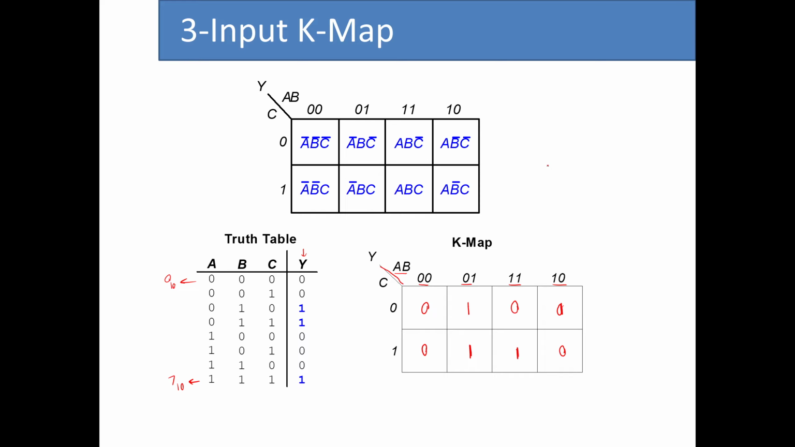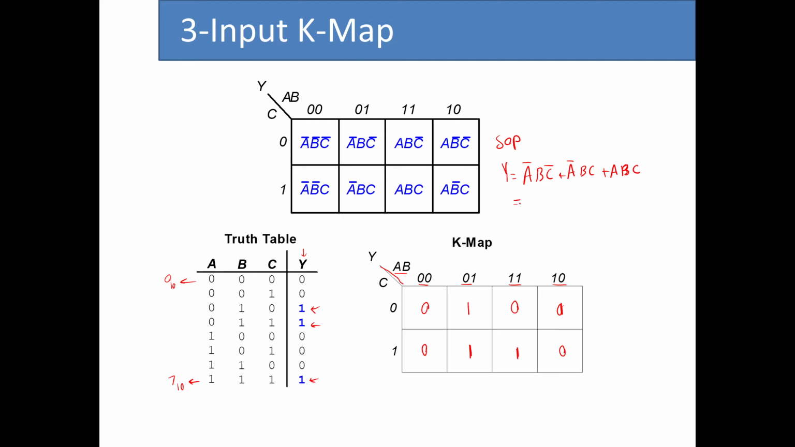So if I want to use the sum of product form, I can write y to be equal to a bar b c bar plus a bar b c, and finally the last one, which is a b c. So this is the function in sum of product form.